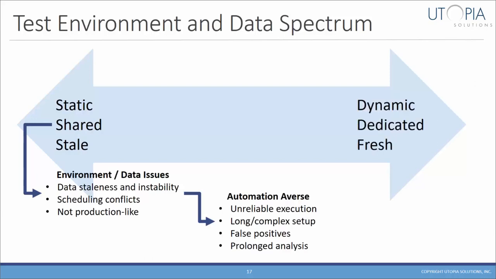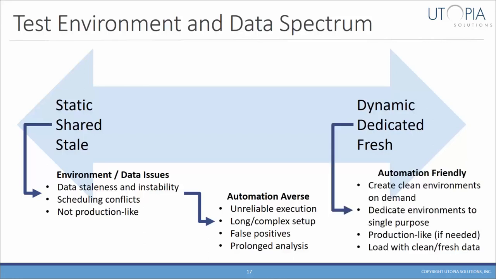So let's take a look at the other end of the spectrum for a second, where we have dynamic, dedicated, fresh environments. If they're dynamic, that means we can create them on demand using virtualization and infrastructure as code technologies. Because they're easier to create and manage, we can likely have more of them and dedicate them to a specific purpose or function, and then eliminate all the issues associated with sharing environments. For the same reason, we can make them production-like if we want, or at least be in a state where everyone is working in separate but identical environments, and that will go a long way to eliminating the "it worked on my machine" excuse. And since we're creating the environment on demand, we might as well ensure that it has the data we need in the state that we need it to be in.